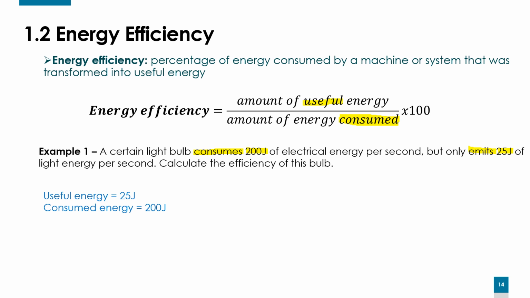So how do we calculate? 25 divided by 200: the amount of useful energy, 25, over the amount of energy consumed, 200. After you divide, you multiply by 100, so you have the percentage of the energy efficiency. So in this case, we have 12.5% energy efficiency for this light bulb.